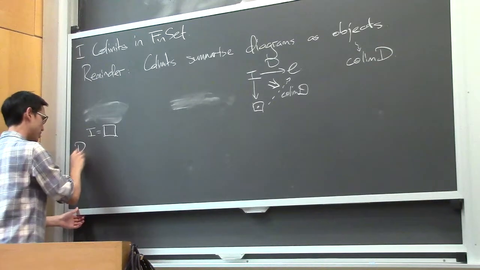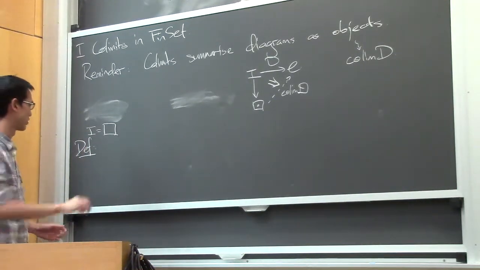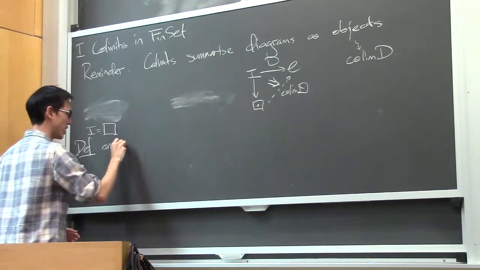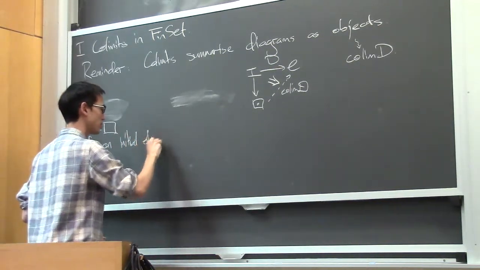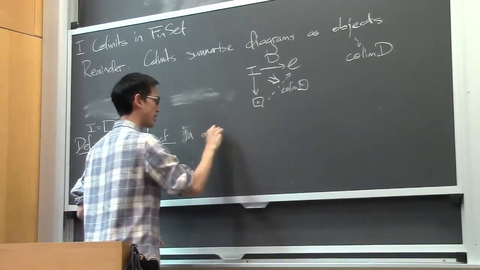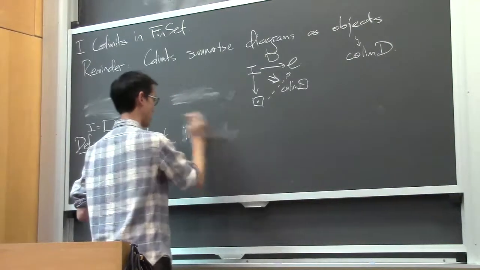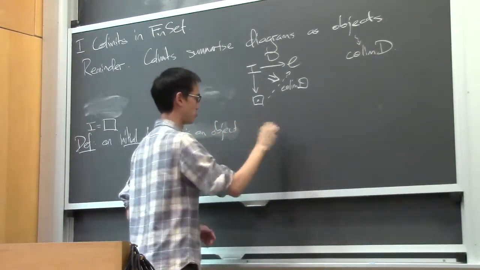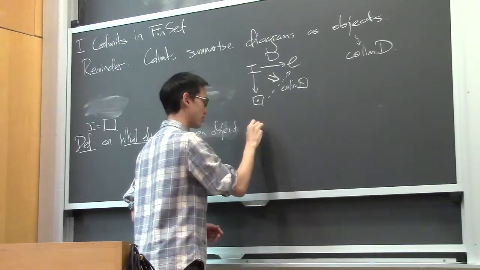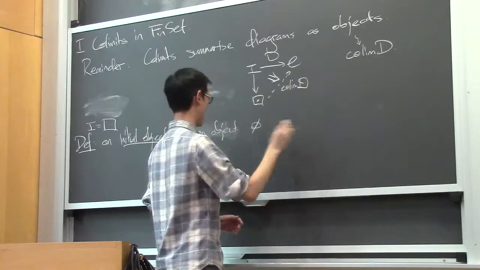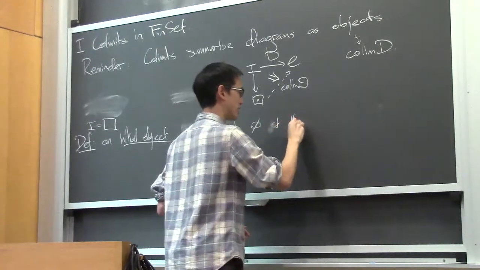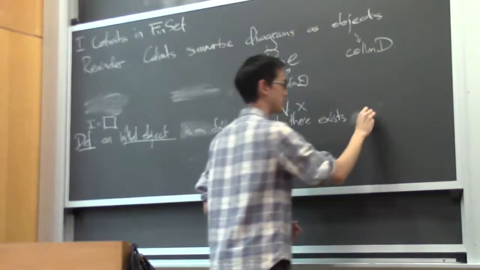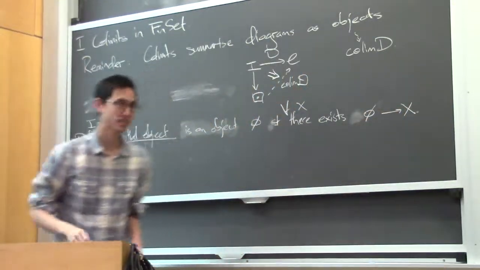David said that the empty category gives you the initial object. So you haven't seen a definition of an initial object apart from that. So the definition: an initial object in a category is an object which I'll call the empty set, such that for all other objects x, there exists a unique map from the empty set, or from the initial object, to x.